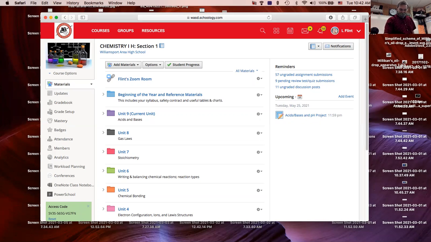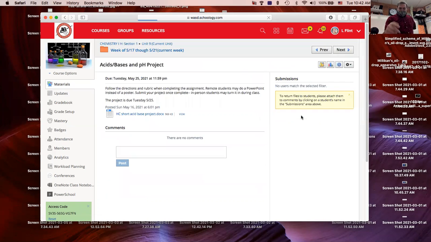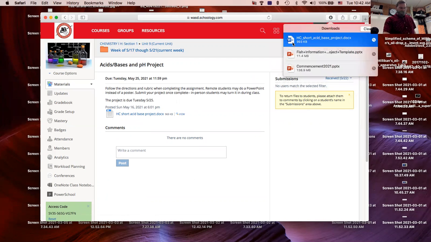The other thing you have is the thing that says acid, base, and pH project. So you got that on paper, but for remote students, it's here. It says honors chemistry short acid base project. It's shorter than what we've done in the past. I don't know why it didn't open. Let me do this. Oops, not that tab, this tab. There it goes.